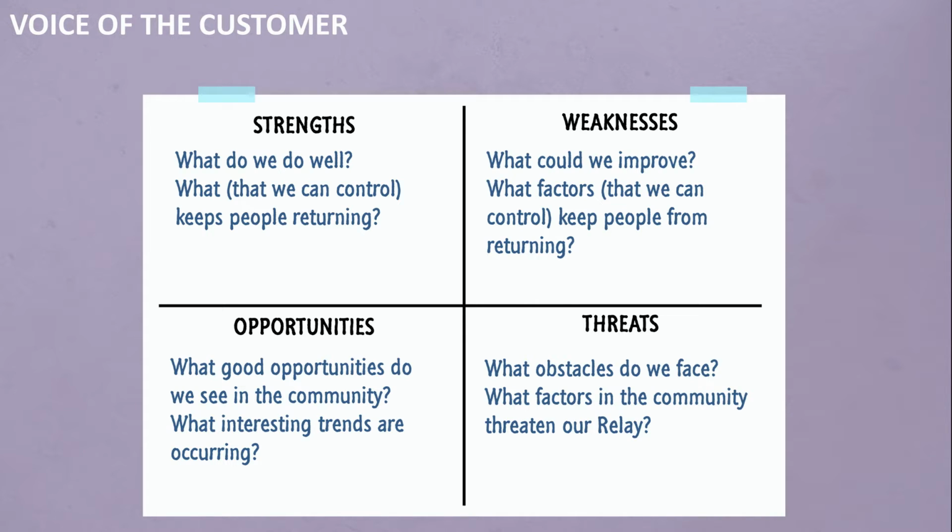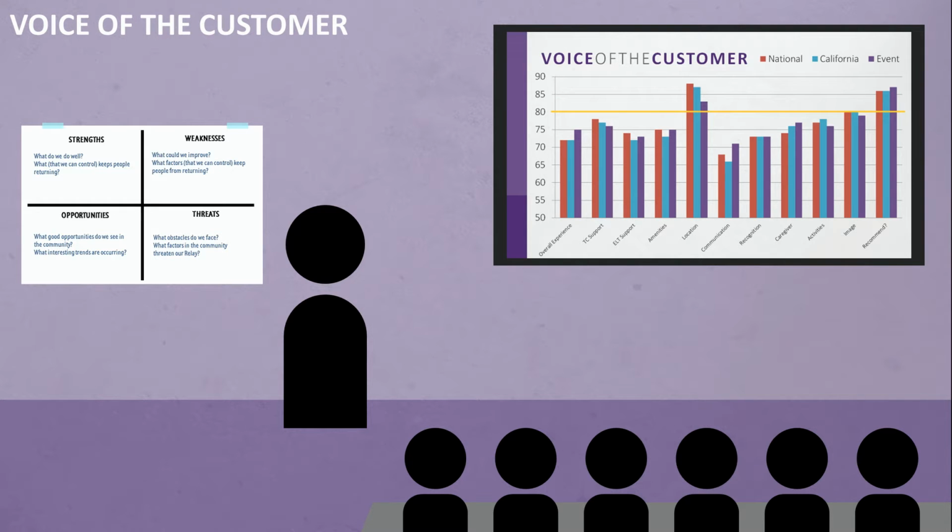Based on these scores, what are your threats? Again, these are external factors that are out of the control of your event leadership team, such as what obstacles do we face, and what factors in the community threaten our relay. Threats could include difficulty securing an event location. Have participants, as a group, narrow down the list of opportunities to 5 key obtainable improvements that can be implemented for the upcoming season.